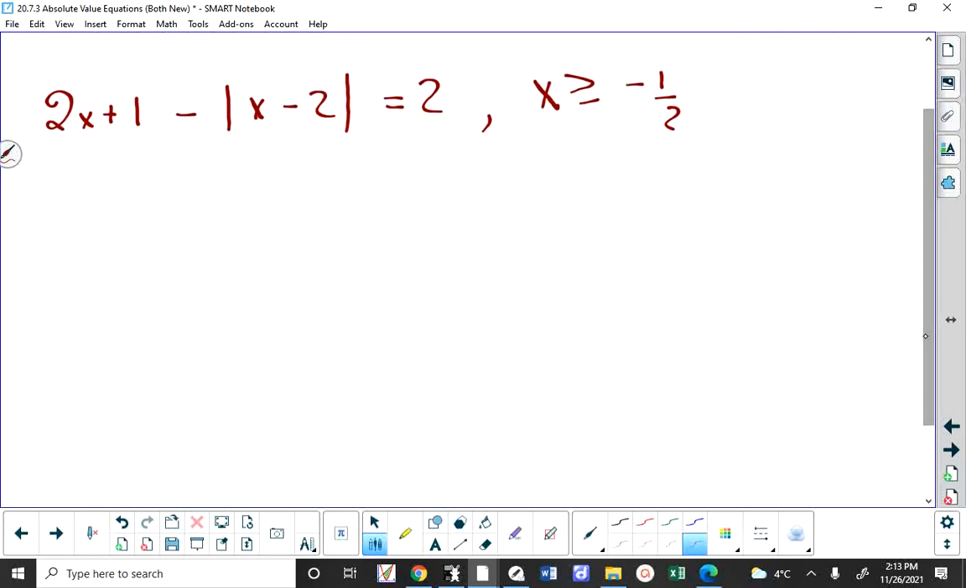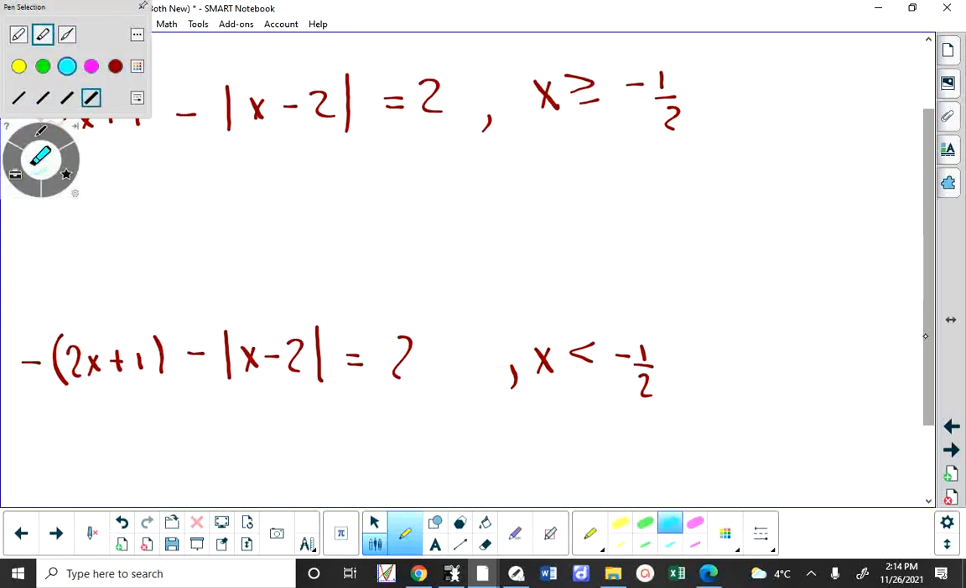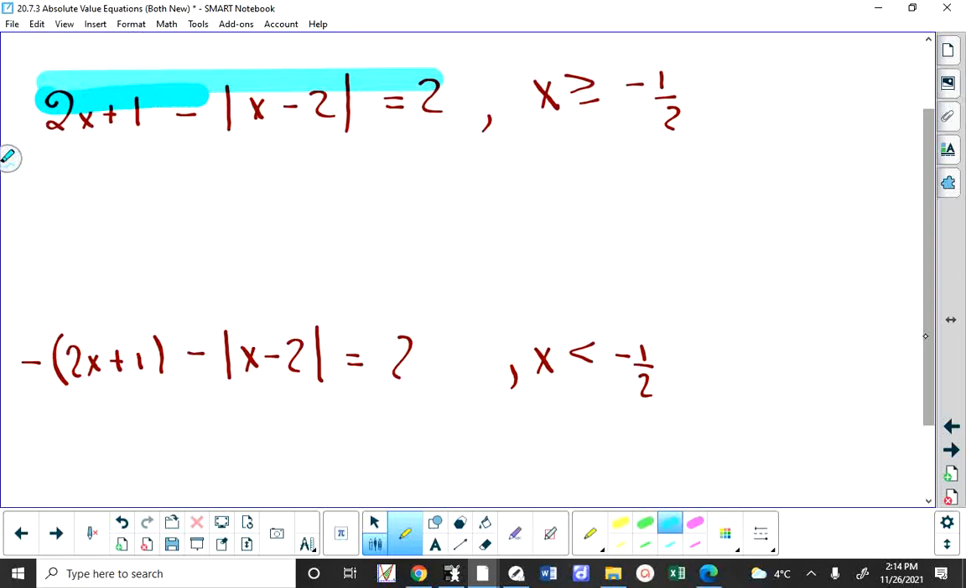Which would mean if we remove the absolute value signs and x was less than negative 1/2, then the argument, the thing in the absolute value, would be negative, which would require us to multiply this by negative 1. And this would be our equation. Okay. Now, can you solve this equation? And I want you to forget about where that equation came from. It came from the question, but just imagine that I said solve this equation.